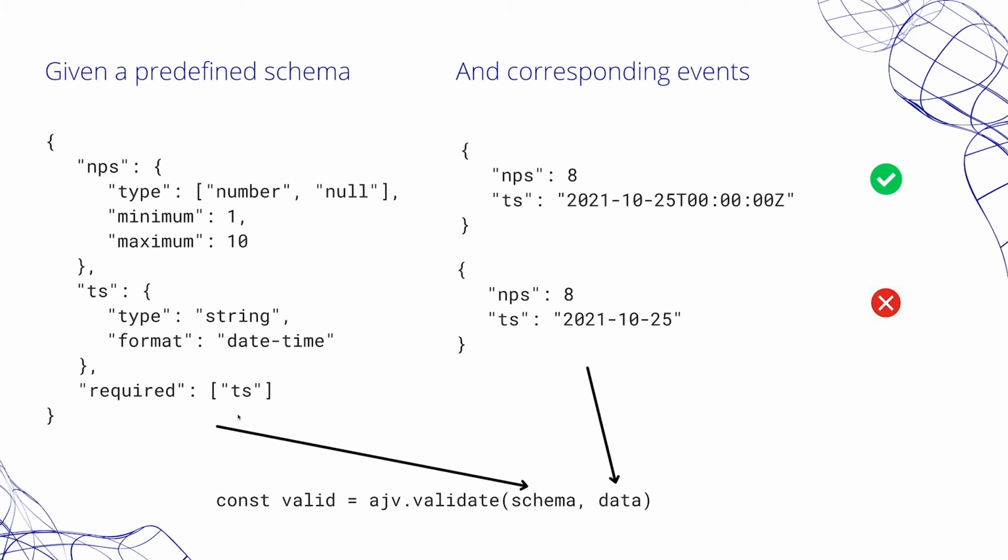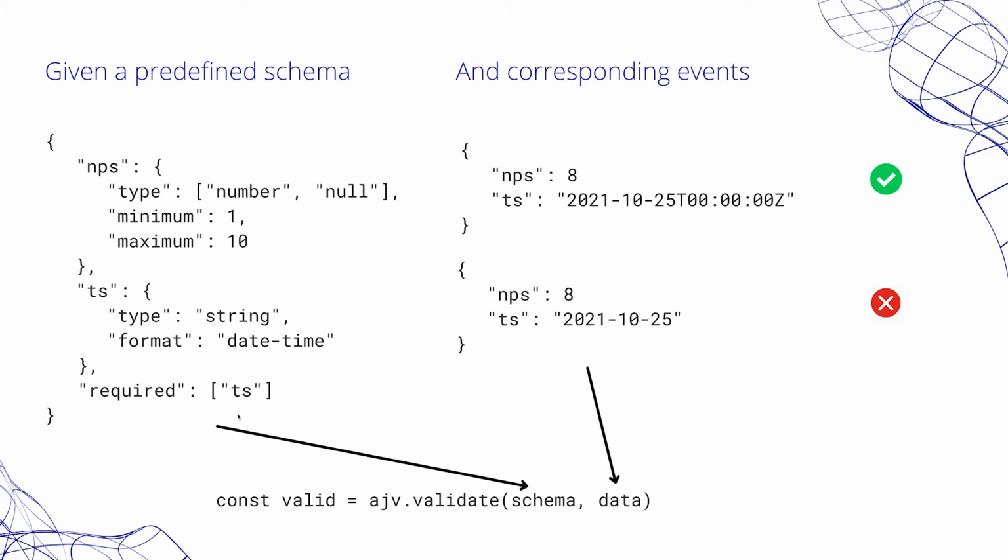On the left-hand side, we've got our predefined schema for this NPS event. NPS should either be null or a number between 1 and 10 inclusive. And there's a timestamp field. The type is a string and the format is going to be a date time, so an ISO timestamp. And the only required field we have is actually the timestamp here.